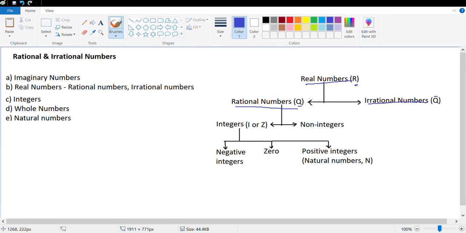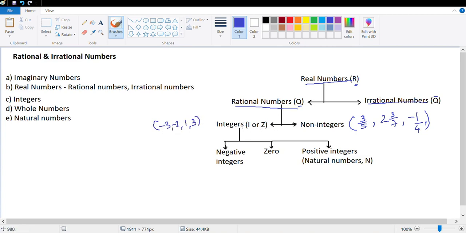Now, rational numbers are of two types, which are integers or non-integers. Integers are denoted by I or Z, and non-integers or non-integral rational numbers would be, let's say, 3 upon 5, 2, 3 upon 7, negative 1 upon 4. Those are the non-integers. Integers would be negative 3, negative 2, 1, 3.